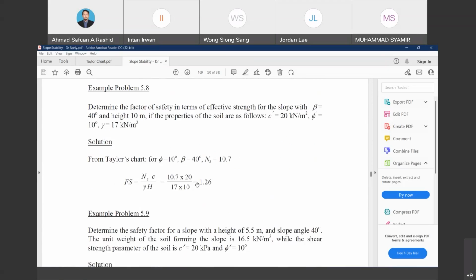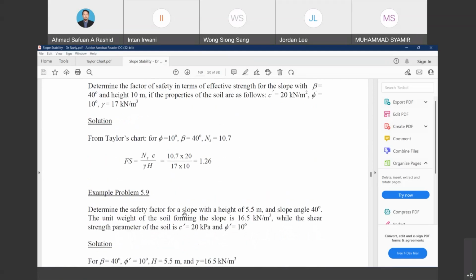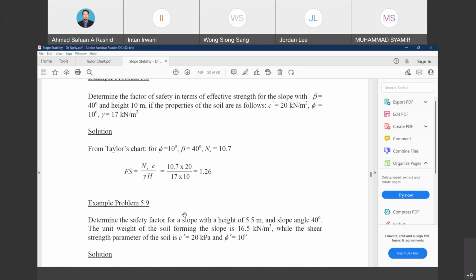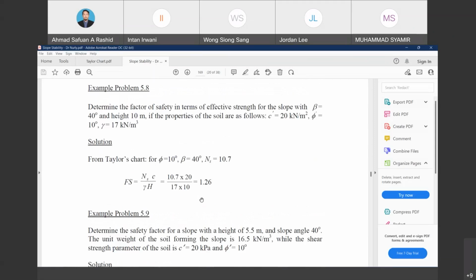So that is for example 5.8. For 5.9, it is a little bit different, where she used trial and error. I was just wondering why for 5.8 she doesn't use the trial and error method. In that case, phi has a certain value, which is 10.